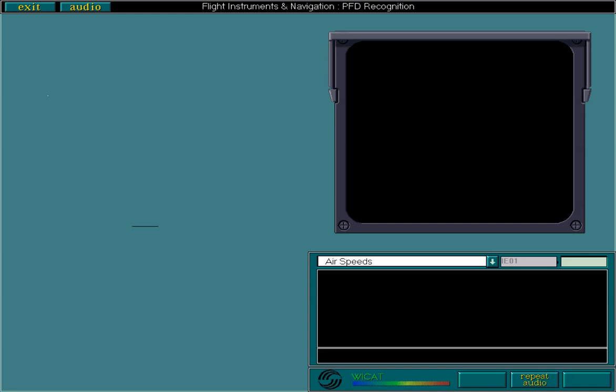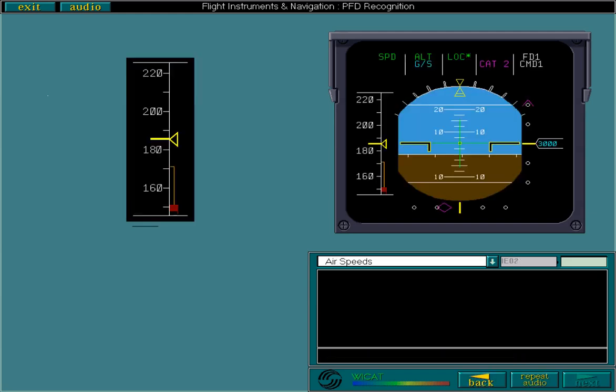Now we're going to look at the speed display. Select the part of the PFD where speed is displayed. The speed scale is displayed on the left-hand side of the PFD. It shows the current indicated airspeed, IAS. This is a calibrated airspeed, CAS, computed by the ADC.